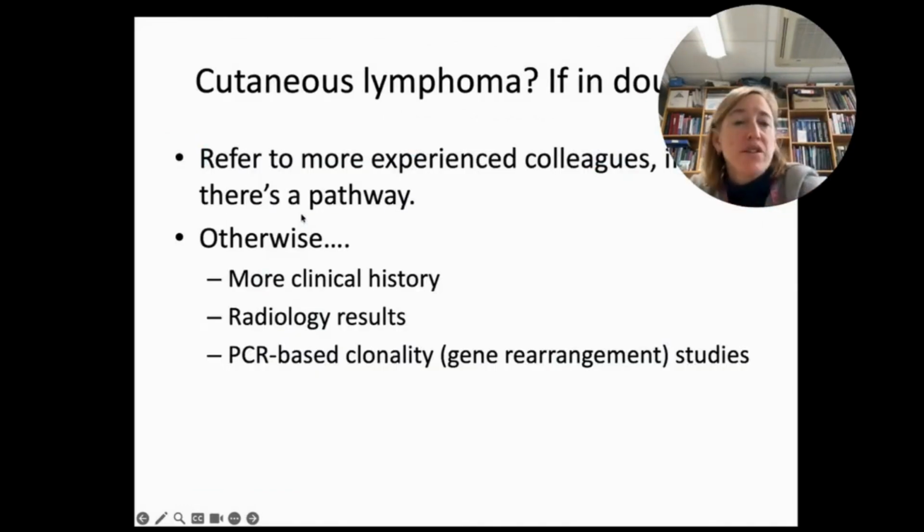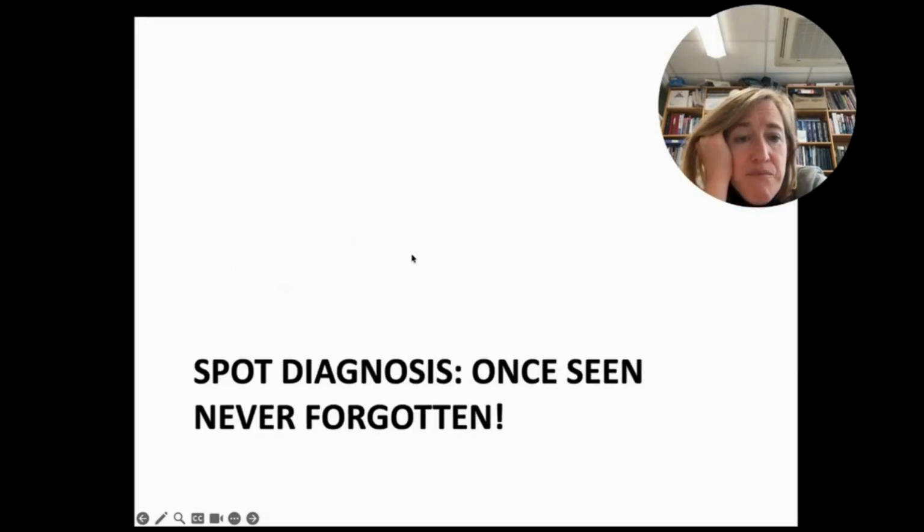If you're not sure about a cutaneous lymphoma, if there's any way of referring to a more experienced colleague, it's worth doing that, because getting the right classification can substantially affect the treatment. But if not, get more clinical history, work out what the radiology shows if the patient's had any, or even the clinical examination. Is this lymphoma everywhere or just in the skin? And if you can do PCR-based clonality studies, if you need them, do. But I recognise that's not available everywhere.